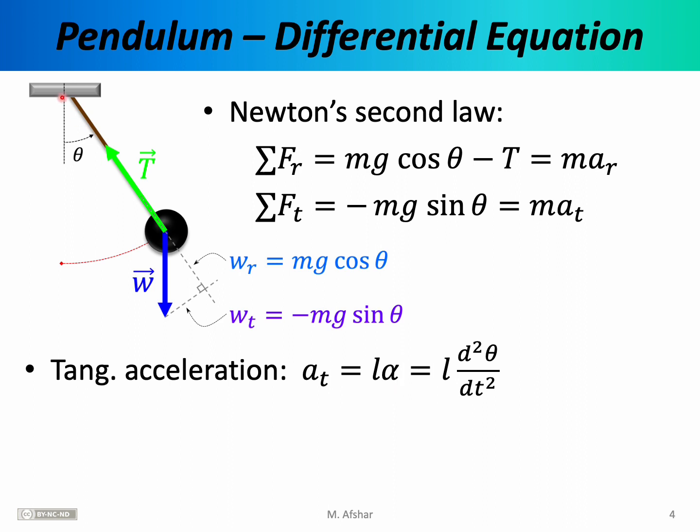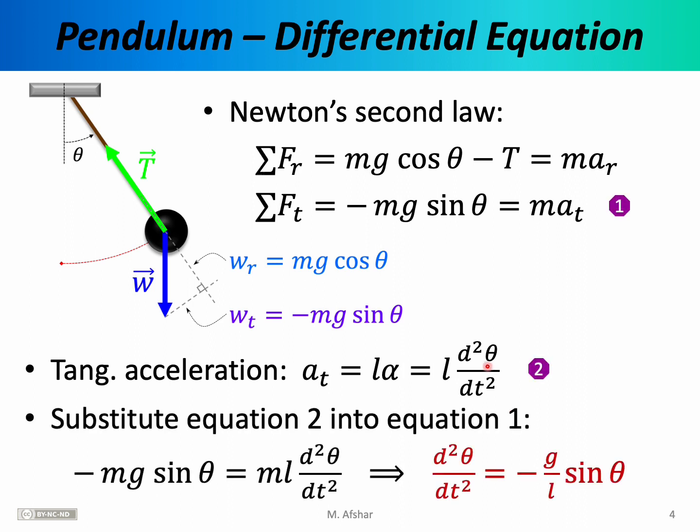The radius of the circle is simply equal to the length of the string, so I'm going to replace radius by L, where L is the length of the string or the rod that supports the pendulum bob. You also need to remember that angular acceleration is the first derivative of angular velocity or the second derivative of angular position. If I call this equation 2 and I call this one equation 1, then I can substitute equation 2 into equation 1.